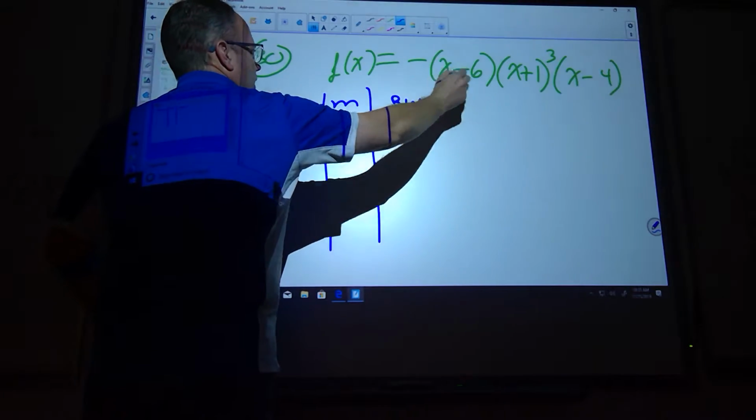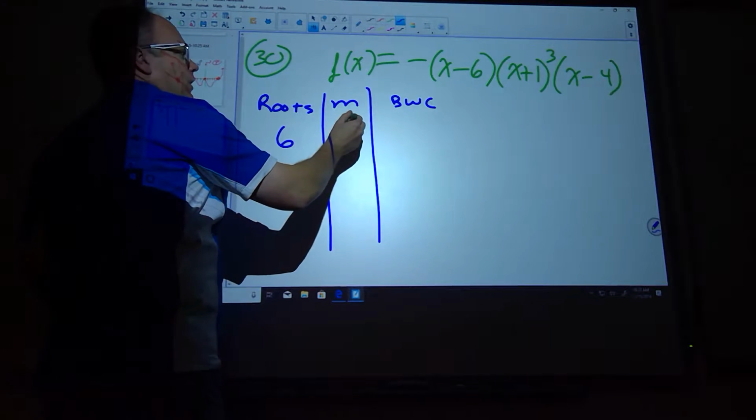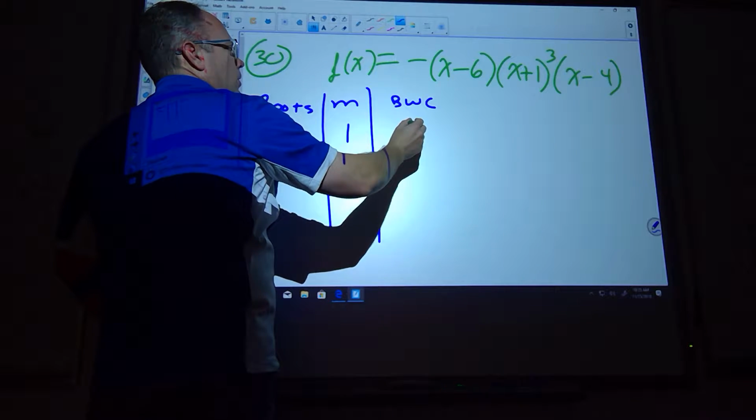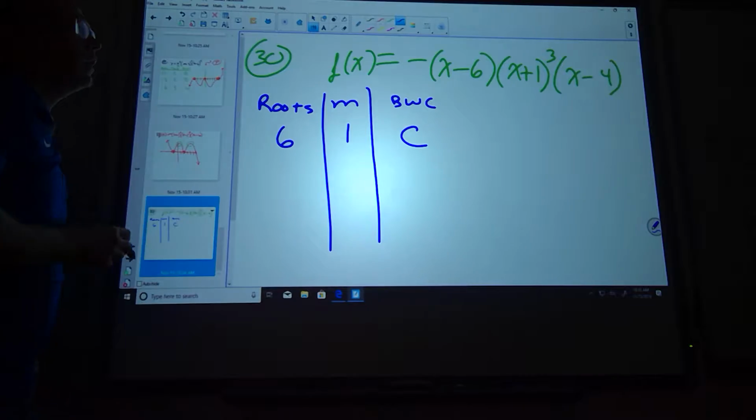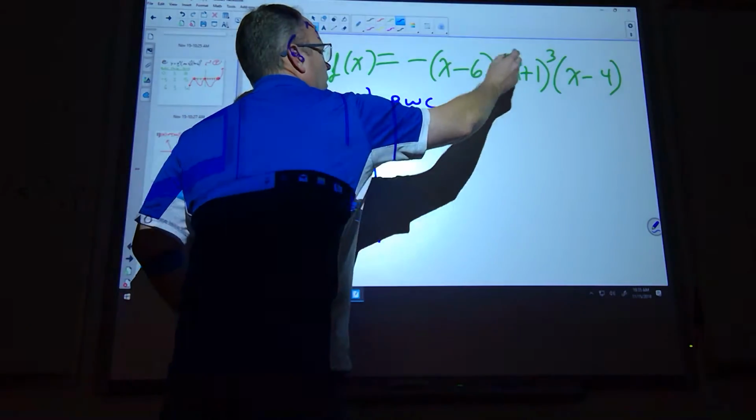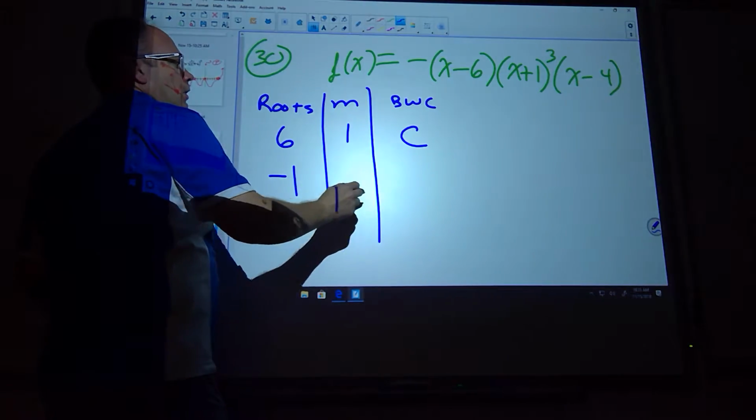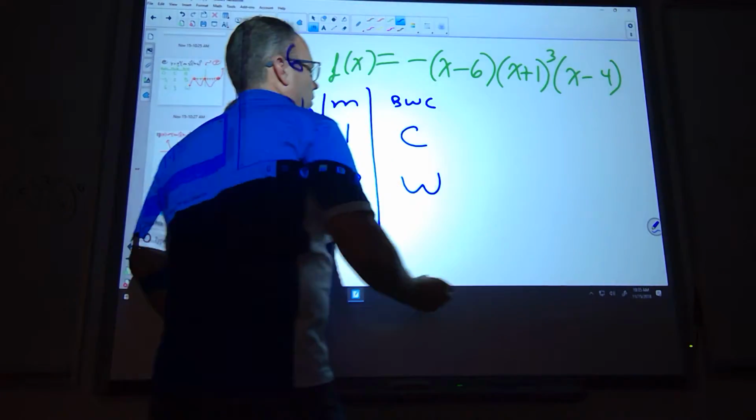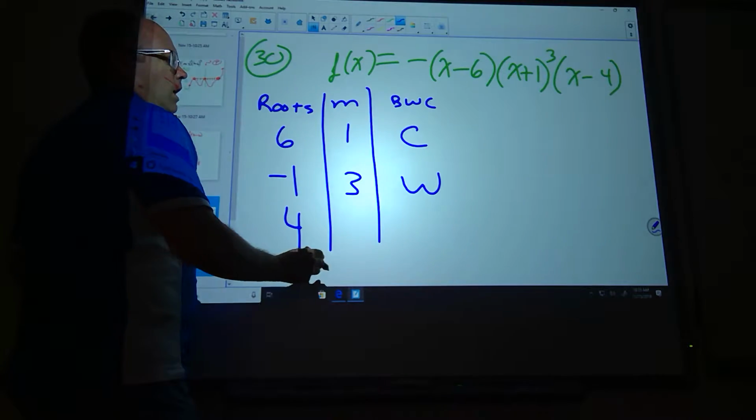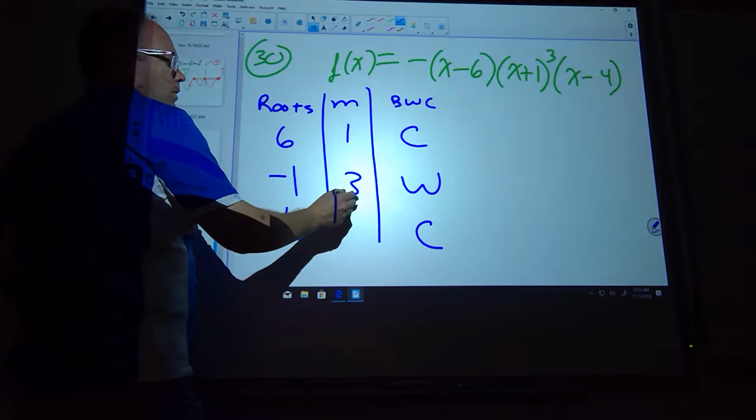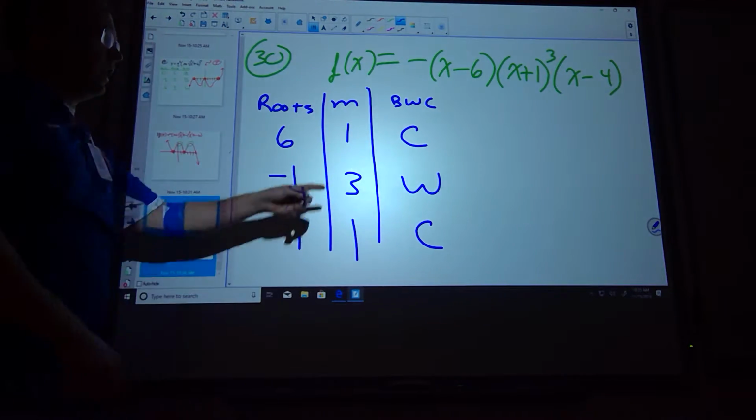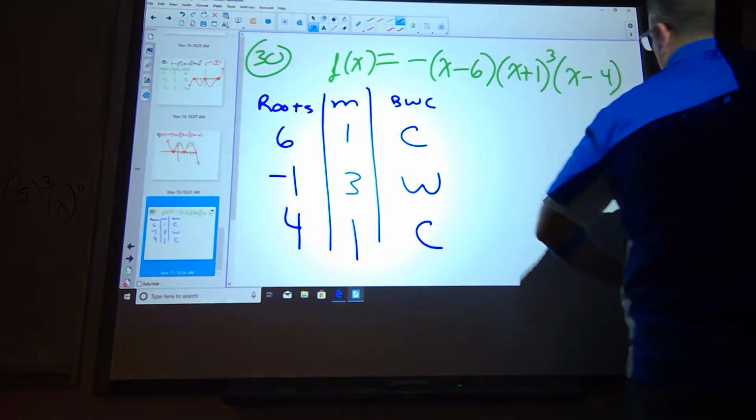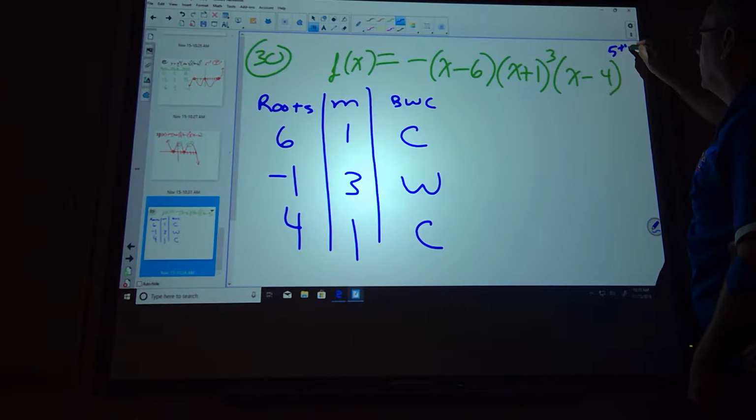Roots, what does this give me? 6. What's the multiplicity? The first power. Bounce, wiggle, or cross? Cross. Good so far? Yeah. What does this give me? -1. Bounce, wiggle, or cross? Wiggle. What's the multiplicity? 3. What does that give me? 4. Bounce, wiggle, or cross? Multiplicity 1. What's the degree? Just add this up to the 5th, or 1 plus 3 plus 1, it's 5. So it's a 5th degree polynomial.